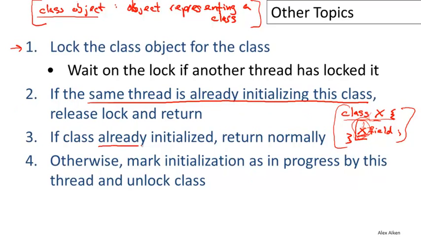Now, another possibility is that the class is already initialized. If when we finally get the lock, we discover that some other thread got in there and initialized the class before we had a chance to, then there's nothing to do and we just return normally. All right. Now, if neither one of these things is true, if we get the lock and we discover that the class is not already initialized and that we're not already in the process of initializing the class, then we will mark the class to note that initialization is in progress by this thread. So we'll indicate that the class is being initialized and that we're initializing it, and then we'll unlock the class.